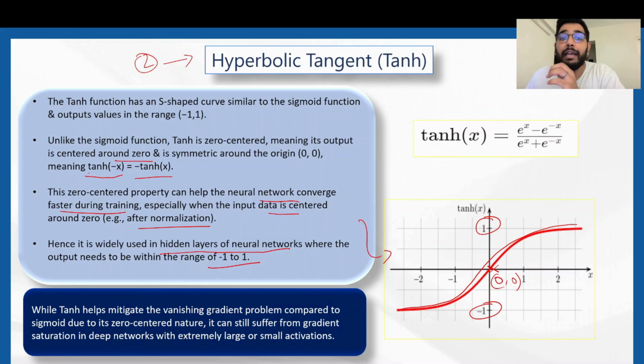While tanh tries to mitigate the vanishing gradient problem because of its zero-centered nature, it is not totally immune to vanishing gradient, because for extremely large or small activations, the gradient again goes approximately to 0 for the tanh function, which is called the gradient saturation problem. Hence, as compared to sigmoid, it helps mitigate the vanishing gradient problem, but it's not totally immune, because for very large and very small activations, the gradient still nears 0.